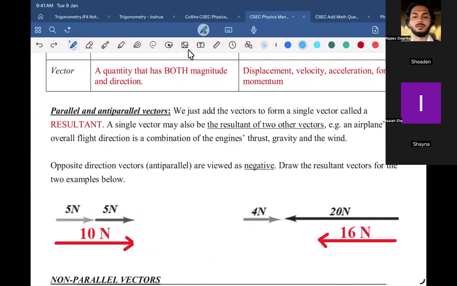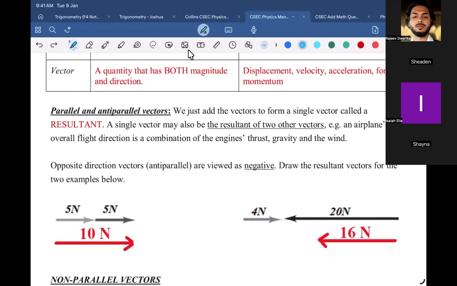Now we are going to look at parallel and anti-parallel vectors. I'd like you to read that for me. The parallel and anti-parallel vectors. We just add the vectors to form a single vector called a resultant. A single vector may also be the resultant of two other vectors. For example, an airplane's overall flight direction is a combination of the engine's thrust, gravity and the wind. Opposite direction vectors, antiparallel, are viewed as negative. Draw the resultant vectors for the two examples below.